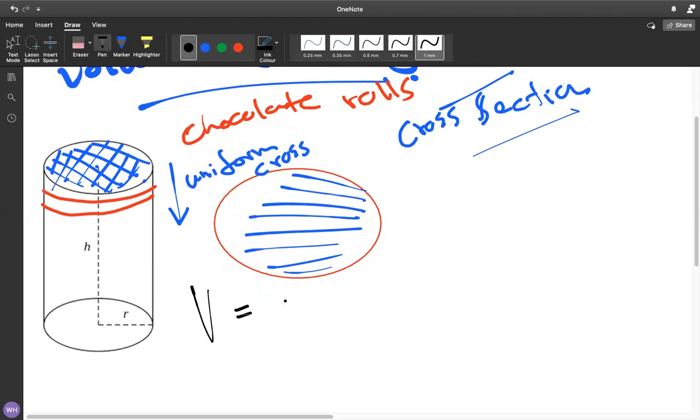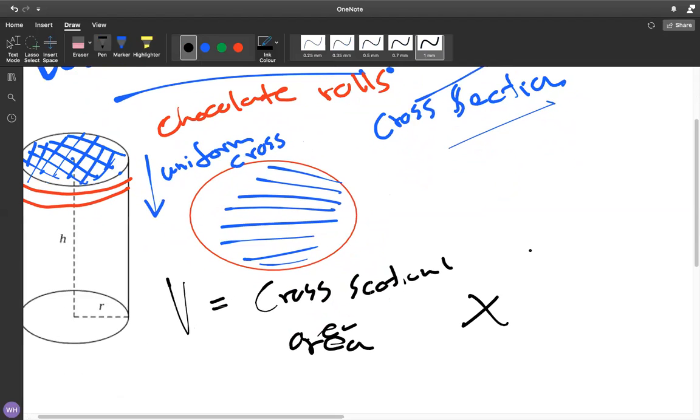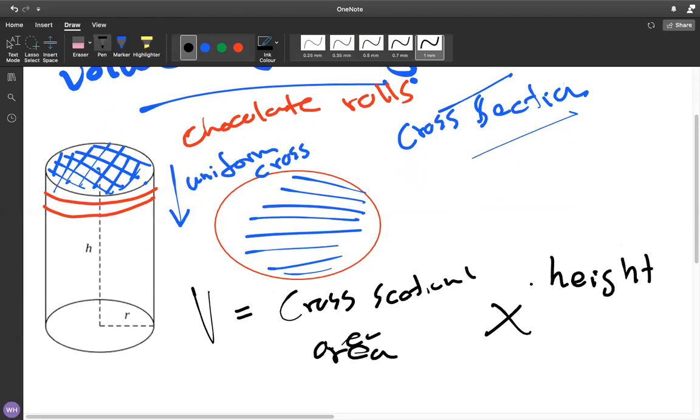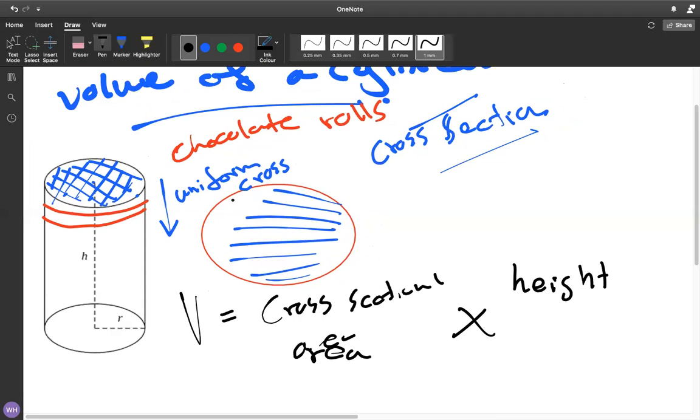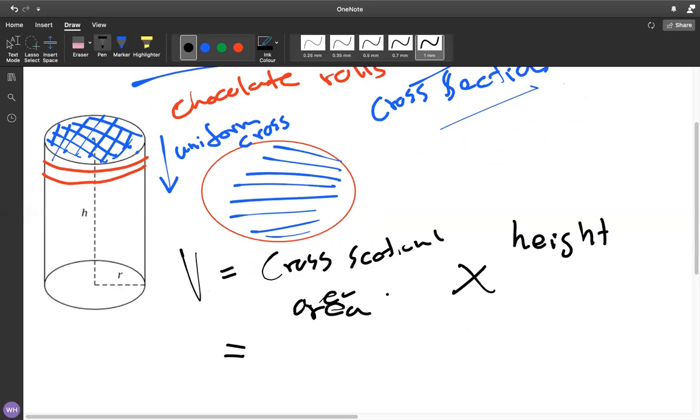So volume will be equal to cross sectional area into the height. Or if it is placed horizontally, it becomes the length. Right? Then the cross sectional area is a circle. How can you find the area of a circle? How do we find the area of a circle? Yes? Can someone tell me?